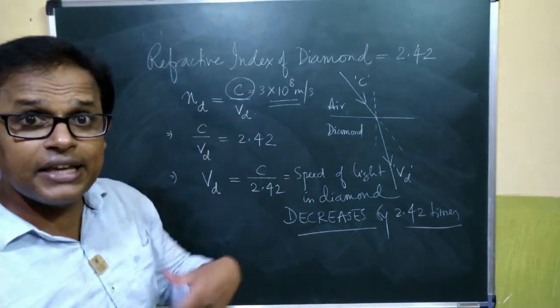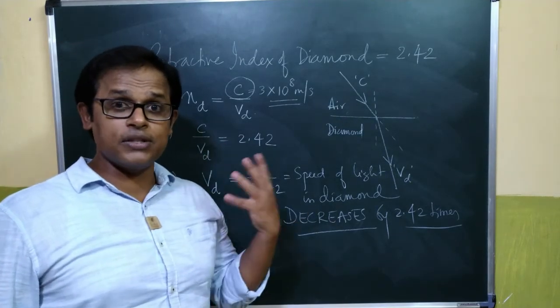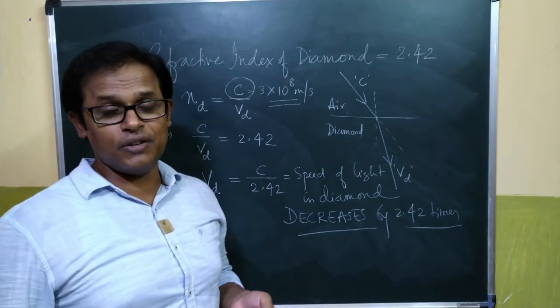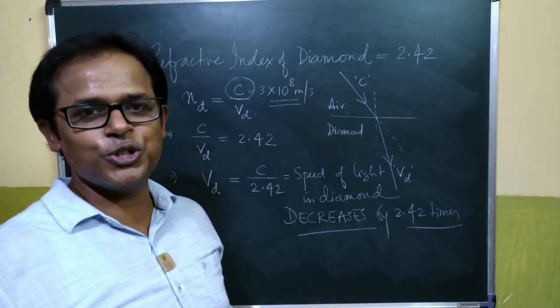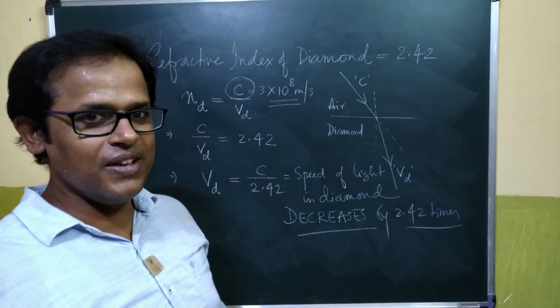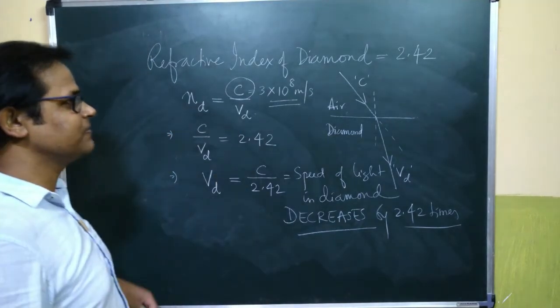That is what we have been saying again and again. It has reduced by how many times? What is the factor of reduction in the speed of light? The answer is, it is reduced by 2.42 times. Hope that is very clear. Alright? Please note it down.